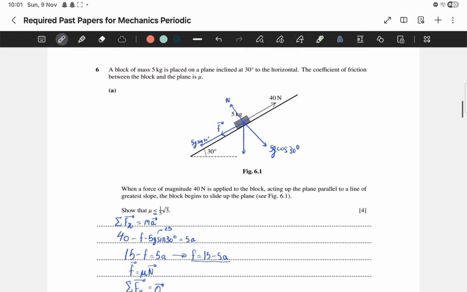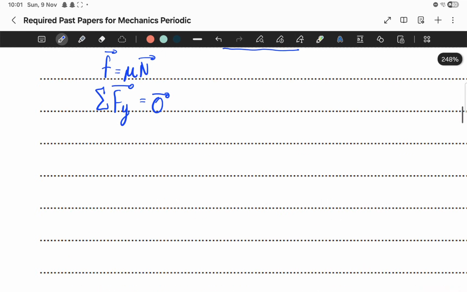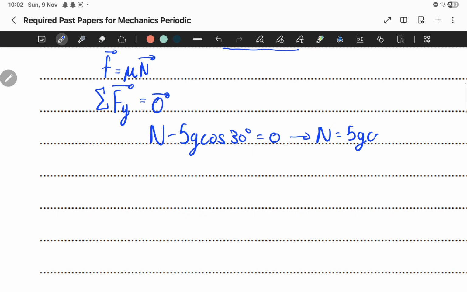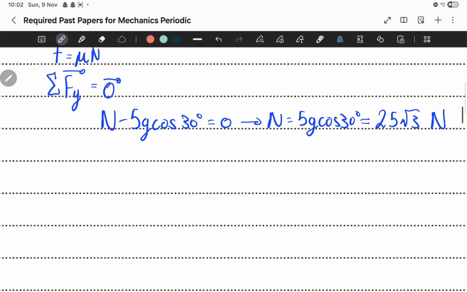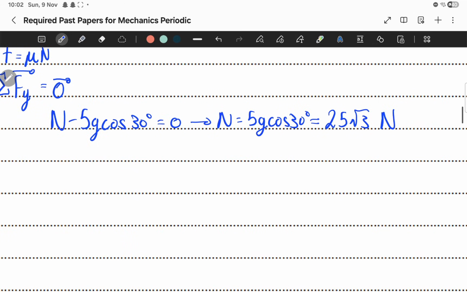So, N minus 5g cosine 30 degrees is equal to 0, right? This means that N is equal to 5g cosine 30 degrees, which is equal to 25 radical 3 newtons. Now this is actually very confusing, because how is N equal to 25 radical 3 N? This is newtons. Okay, just don't get confused by it.